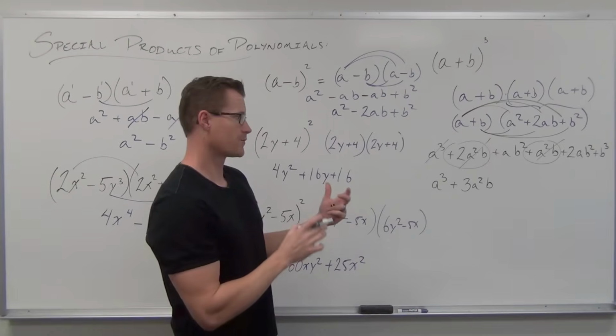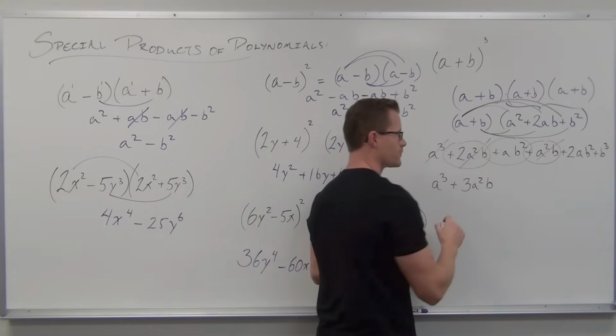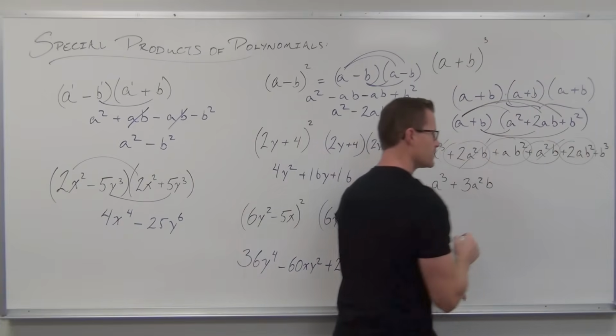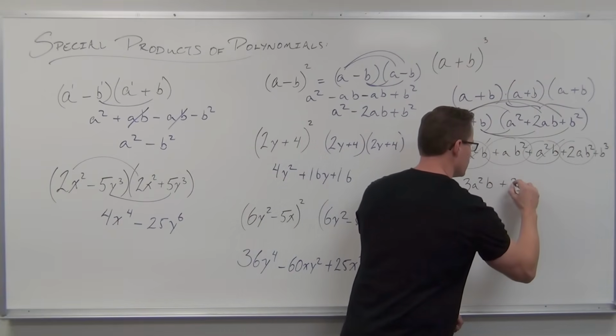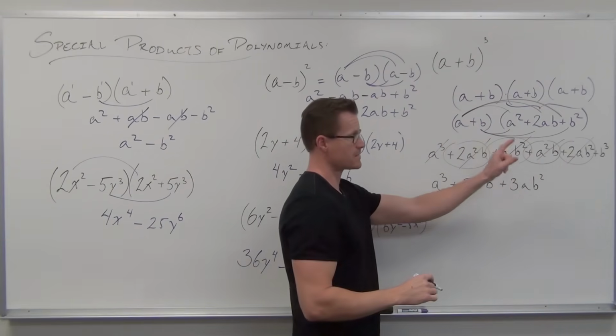Now I'm looking for a to the first power and then b to another power. So here's a to the first, b to the second. Here's another a to the first, b to the second. That's another 3 of them. And lastly, the one without any a's. That's b to the third.